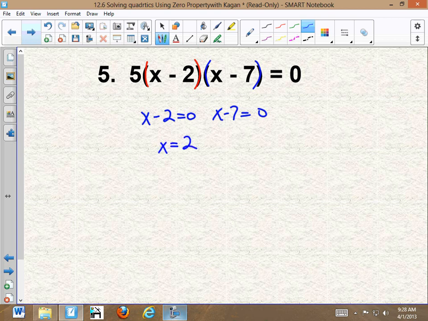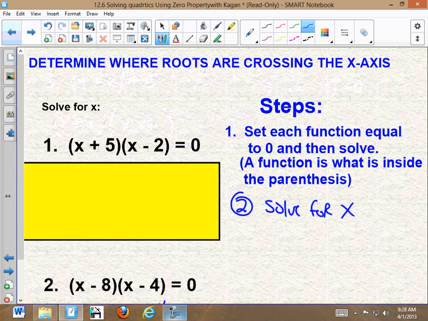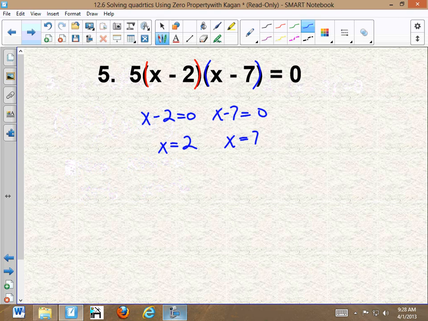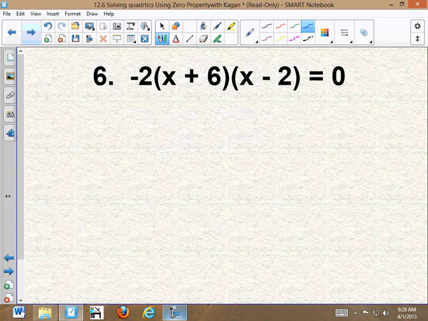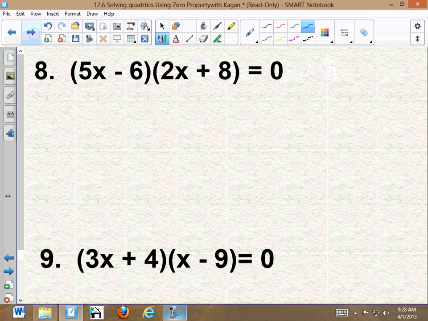X equals 2, x equals 7. Remember, I'm trying to find my roots. It's a function because it has an x with it. 5 is not a function because there's no x with it. That's simple. Okay? So my roots here would be 2 and 7. Same thing with number 6. Same thing with number 7.